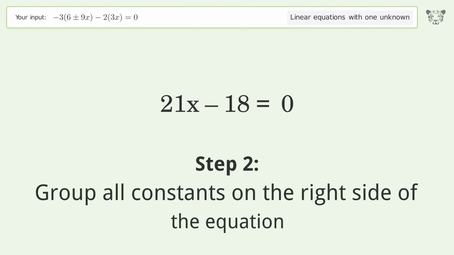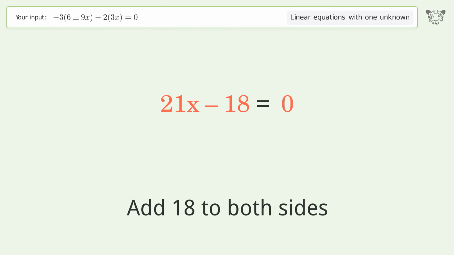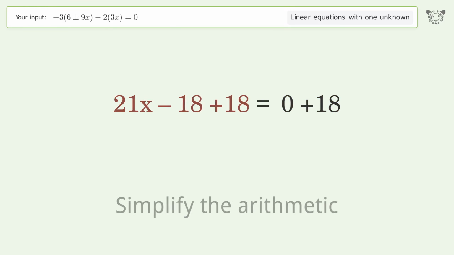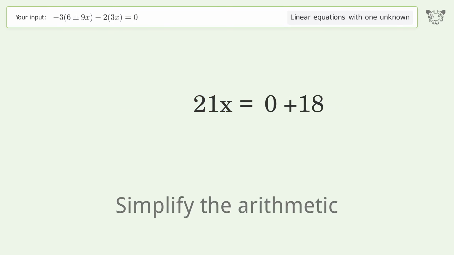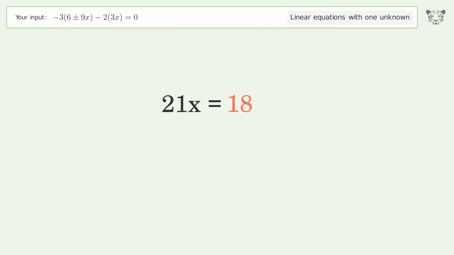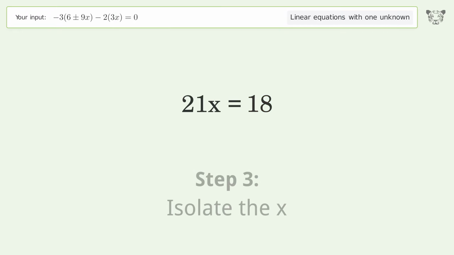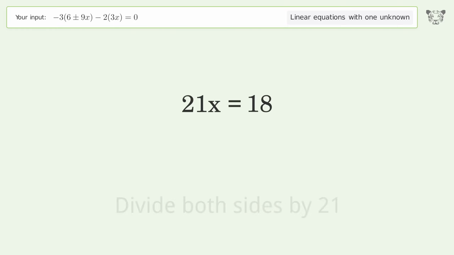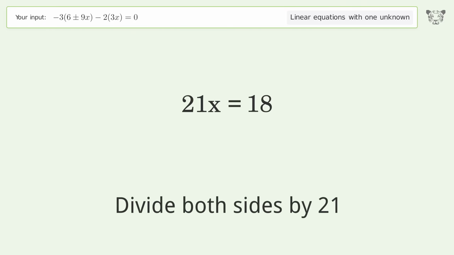Group all constants on the right side of the equation. Add 18 to both sides. Simplify the arithmetic. Isolate the x. Divide both sides by 21.